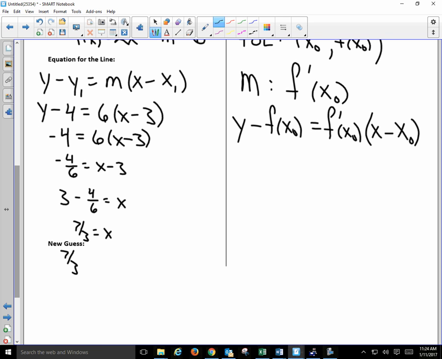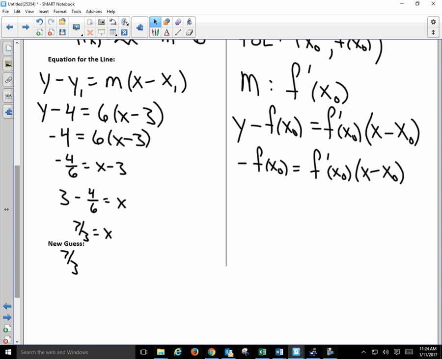What happened to y over here? It went away. So it was 0 because we're finding the x-intercept. So we had negative f of x sub 0 is equal to f prime of x sub 0 times x minus x sub 0. It was this x value that we were solving for our new guess. That is the intercept that we're trying to find. So what do we do to solve for that? We divided both sides by? Yep.